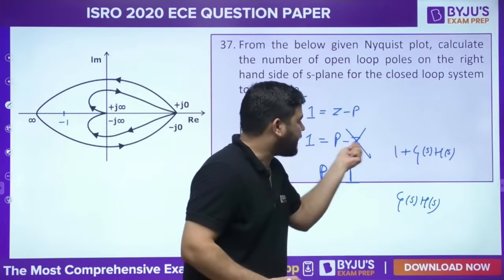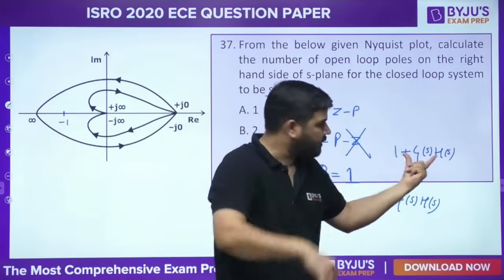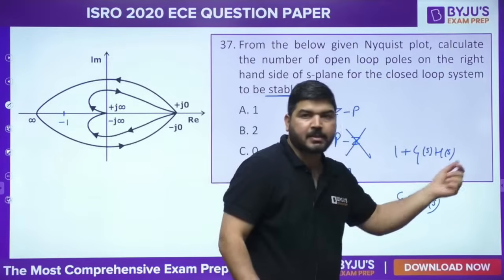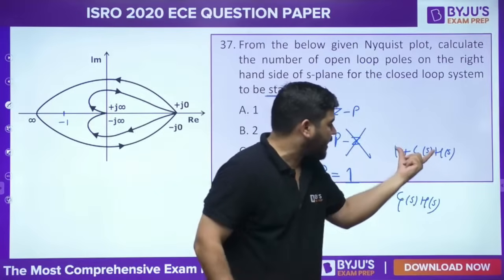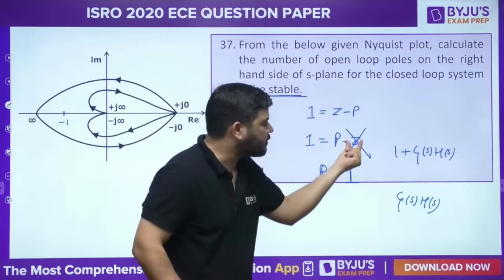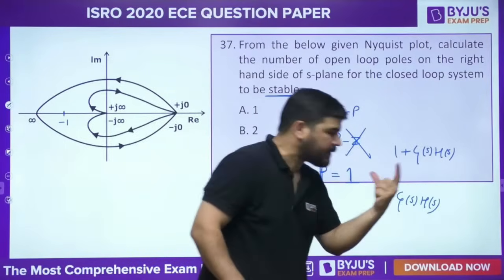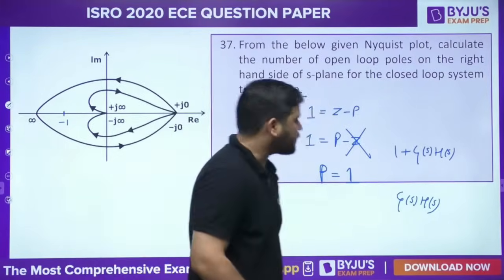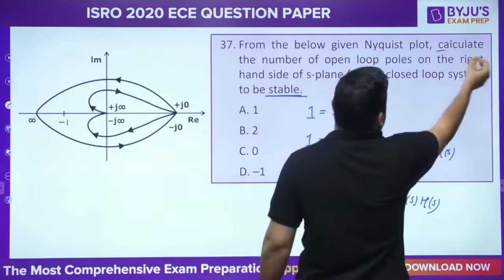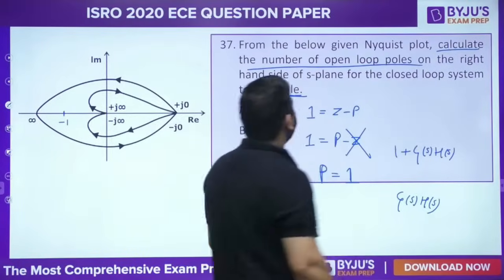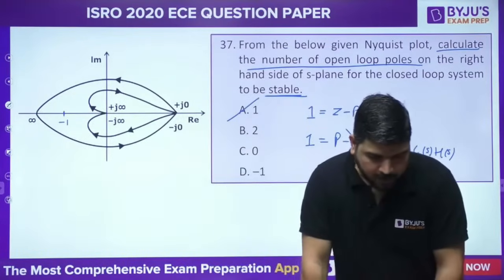Since the system is stable, there is no pole of the closed loop system in the right half of the S plane, and closed loop poles are represented by zeros of 1 plus G(s)H(s). It means there is no zero in the right half of the S plane. Now P represents the poles of this function, and the poles of this function and G(s)H(s) are the same. So open loop poles are 1 in the right half of the S plane, and it is asked about the same. Calculate the number of open loop poles on the right half of the S plane. So the answer is 1. Answer is Agra. I hope it is clear.